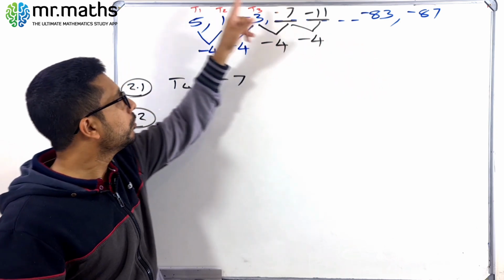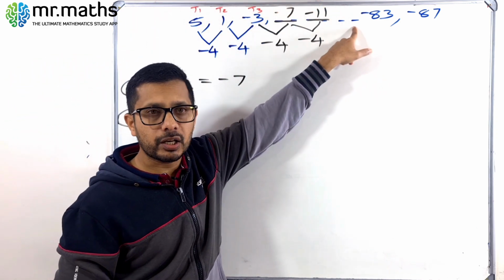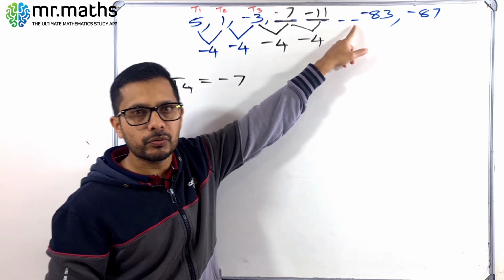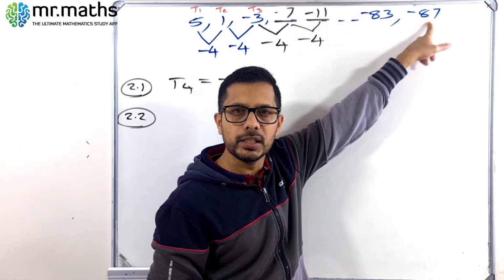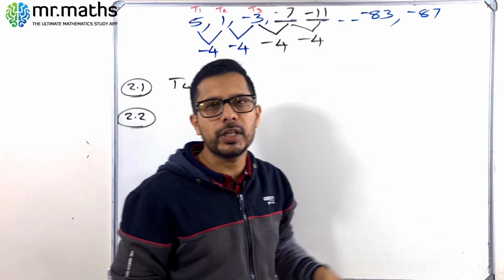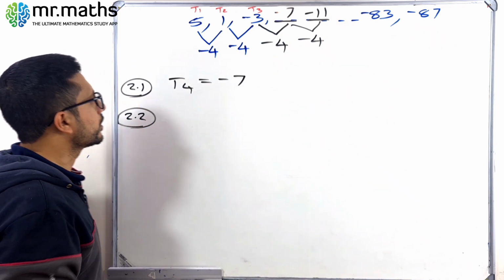You understand? So 1, 2, 3, 4, 5, etc. There are some terms here, so don't forget that. Up to minus 83, minus 87, up to there, how many terms are there? That is the question.